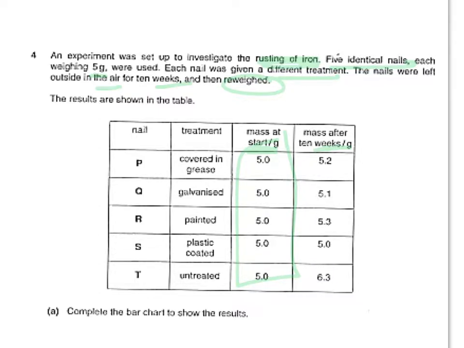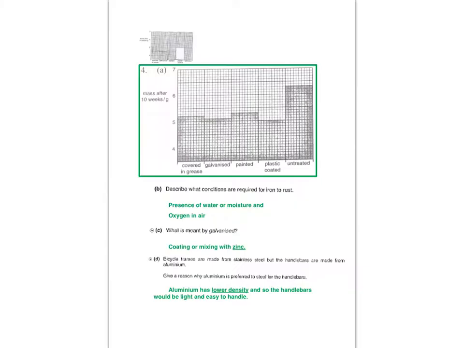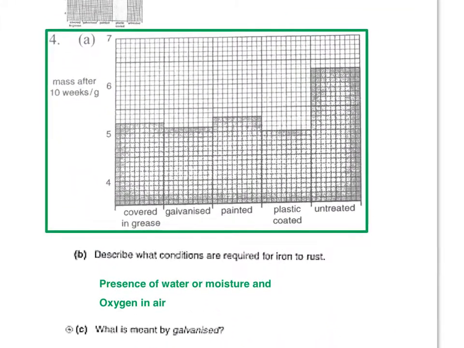Part A, asking you to plot the graph. So let's see. This is quite interesting though. You need to take note of what they actually gave you. It's kind of like a bar chart that is given. So take note of your values. Just follow very carefully. The y-axis is mass against the different kinds of conditions.